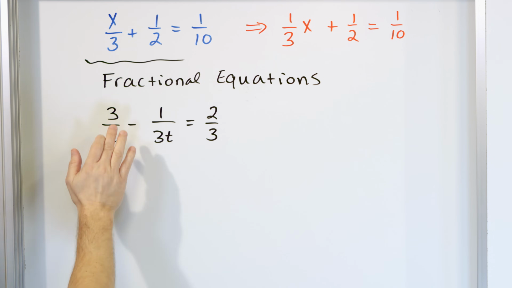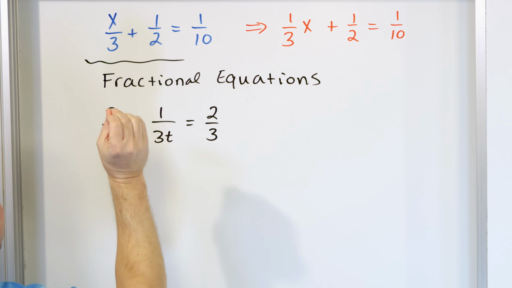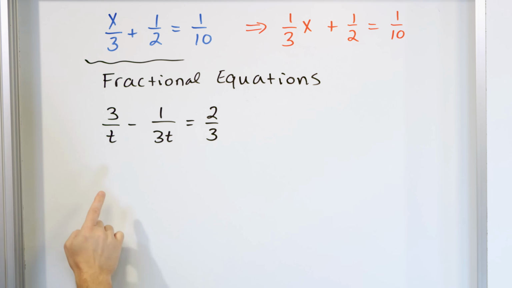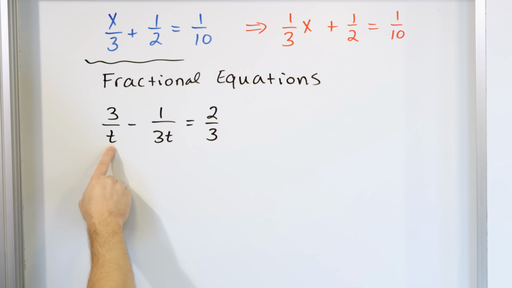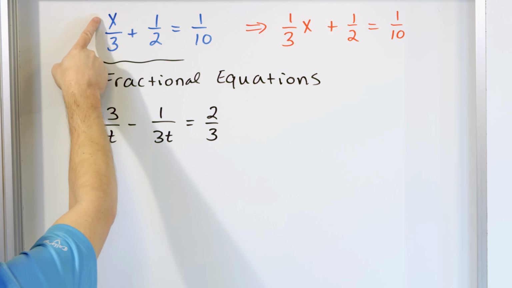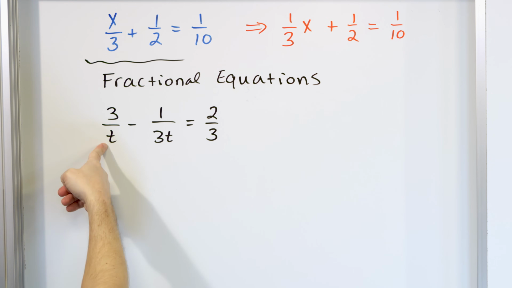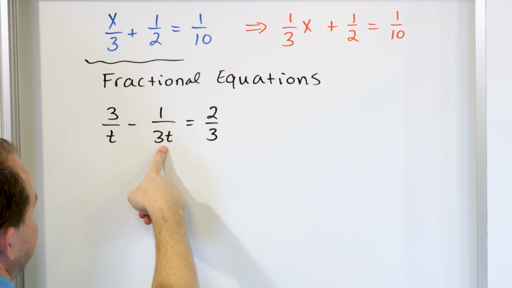But notice in this one, this is not a fractional coefficient, this is a fractional equation. That means that the variable is also allowed to be in the denominator of the fraction. So notice that the variable is in the top here, but the variable is in the bottom here. It's also in the bottom down here.